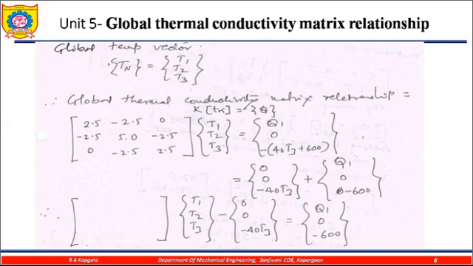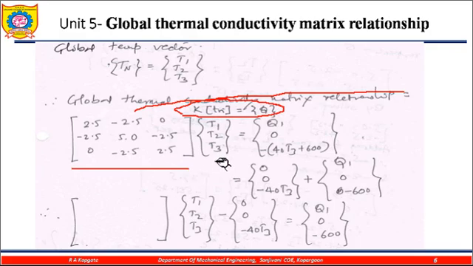Hence my global thermal conductivity matrix, that is the K, into the T matrix multiplied, is equal to my Q matrix. So this one is the assemblage, this matrix multiplied by T1, T2, T3 is equal to my Q matrix. So flux matrix, heat flux matrix, so Q1, minus 40.